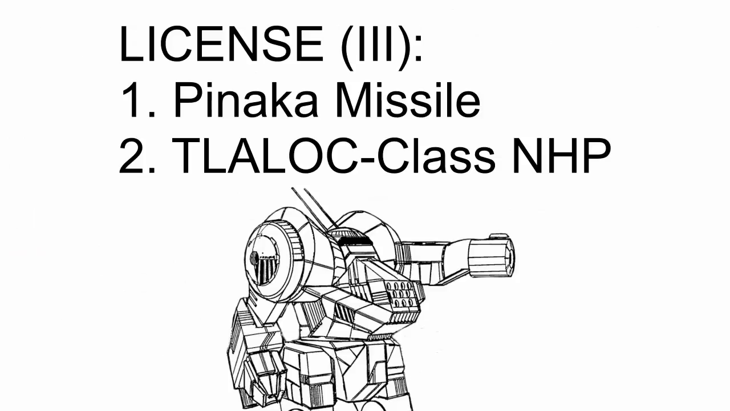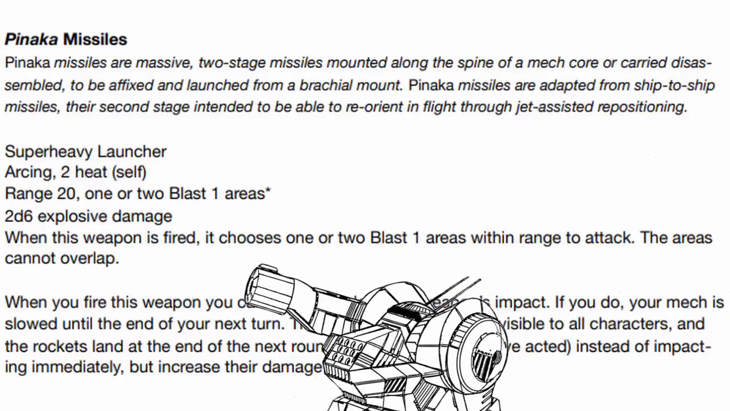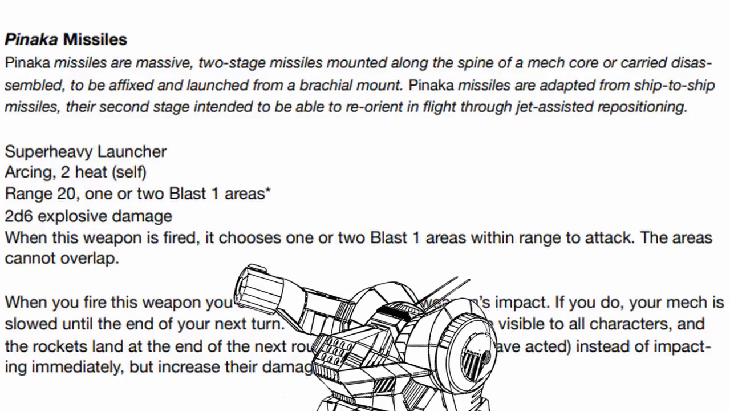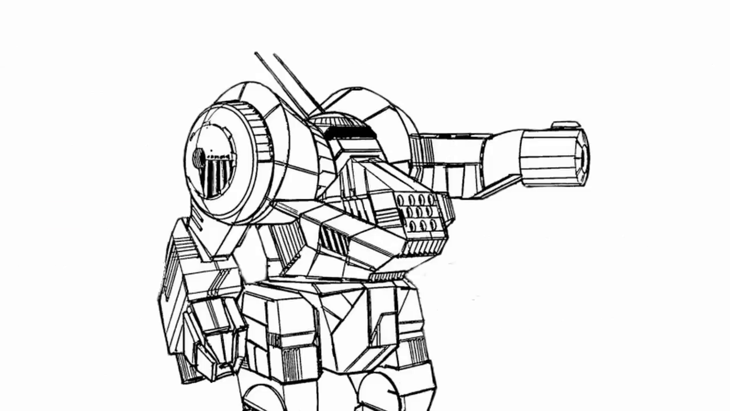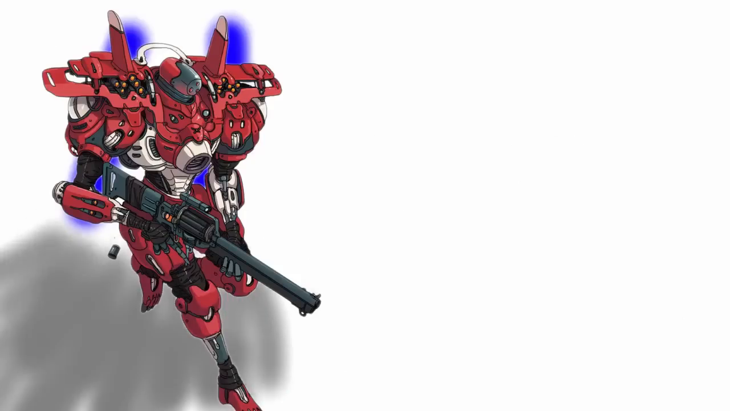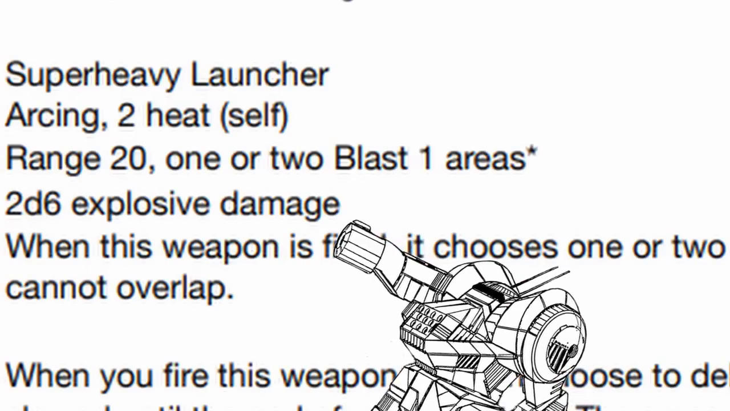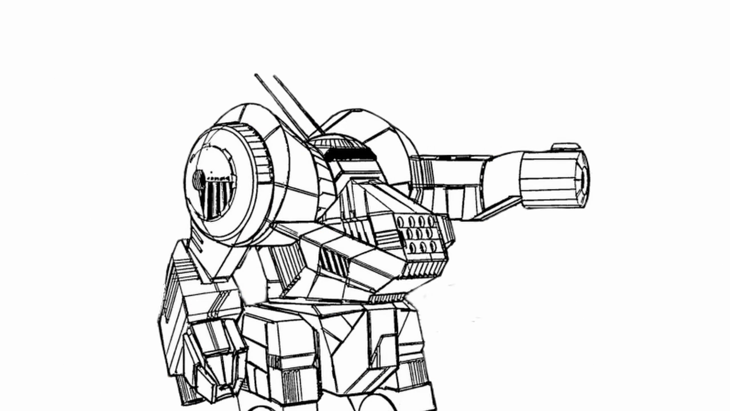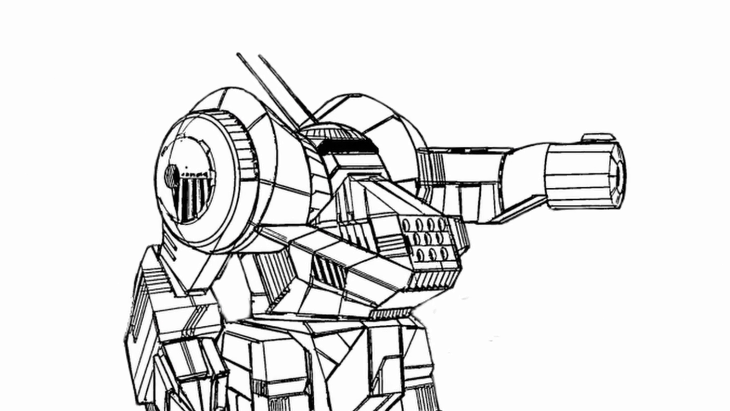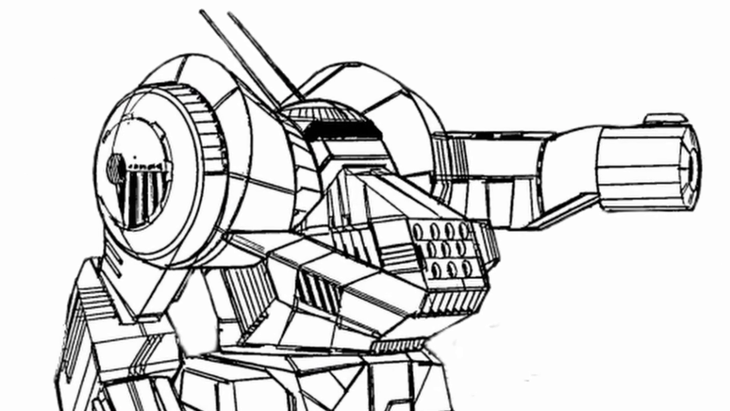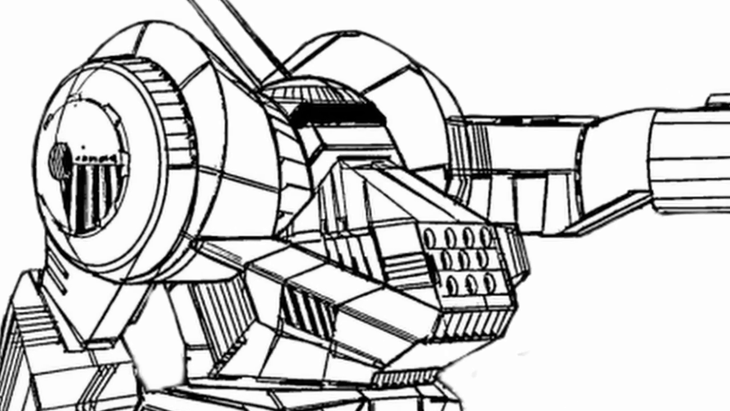Finally, in the third section, you get Pinnacle missiles and the Tlaloc class NHP. Pinnacle missiles is a super heavy class missile weapon that basically launches giant capital missiles at its target, two of them in fact. Upon firing, you get to pick two areas which cannot overlap, so you can see whatever is on those areas vaporized completely. Or it would be if the damage wasn't only 2d6. Of course, there's plenty of ways to stack bonus damage, and although bonus damage for area of effect weapons is halved, that's still a lot of damage on so many targets.